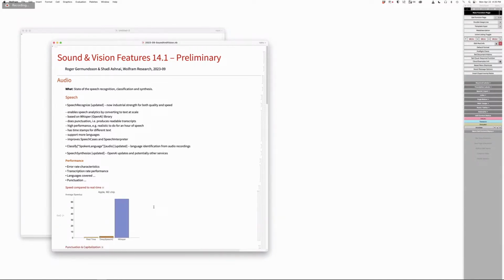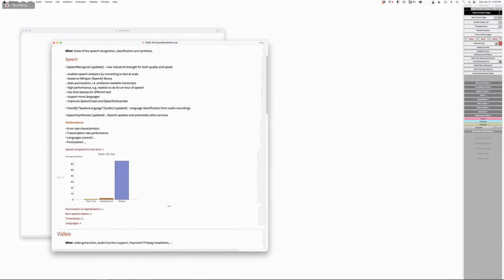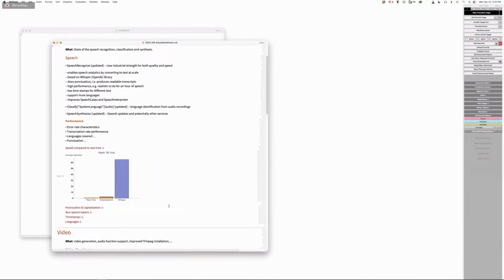That's the speed-up compared to real time. DeepSpeech was slightly faster than real time. Whisper is like 65 times faster on my machine. It's wonderful.